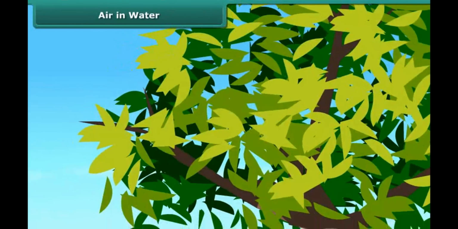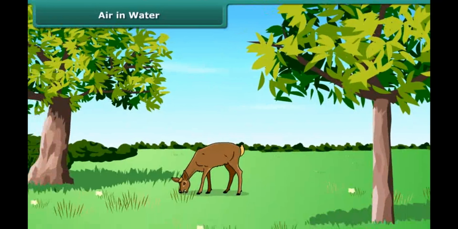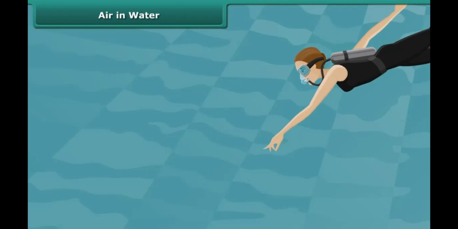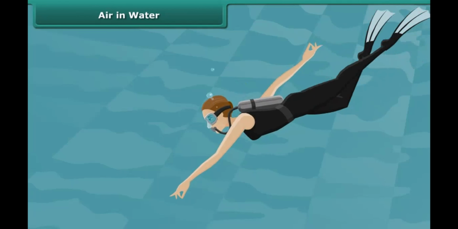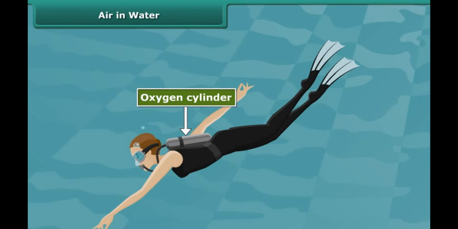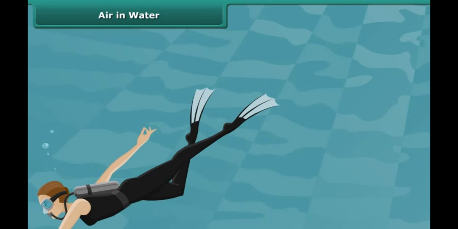We know that all plants and animals need air to breathe. The animals living on the land part breathe in the oxygen present in the air. We can't live in water. When the divers go inside water, they carry oxygen cylinders with them.